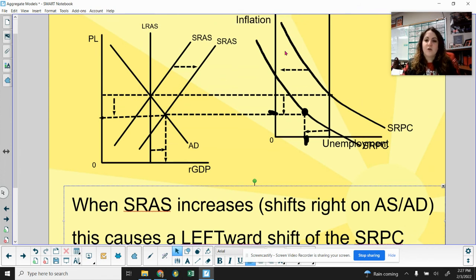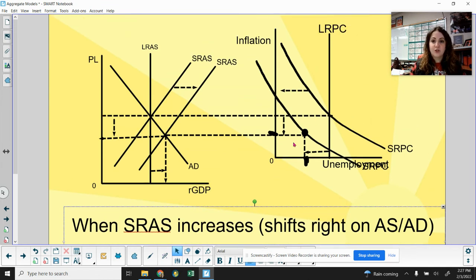And so this is the only time that a leftward shift is a good thing, because a leftward shift is saying less inflation and less unemployment, which is great. Lower prices and everyone has a job. That's fantastic. And so when aggregate supply shifts to the right, that's more supply, more production.